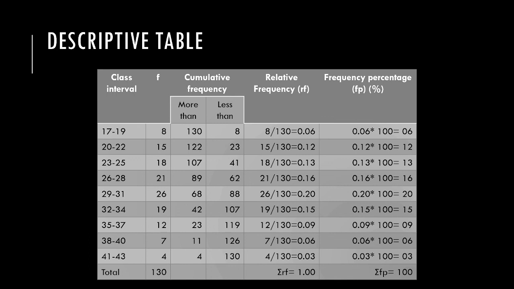The relative frequency can be calculated by taking the frequency of that class and dividing it by the total frequency. And the frequency percentage can be calculated by multiplying the relative frequency by 100. The summation of relative frequency will always be 1, whereas the summation of frequency percentage for all the class intervals will always be 100.